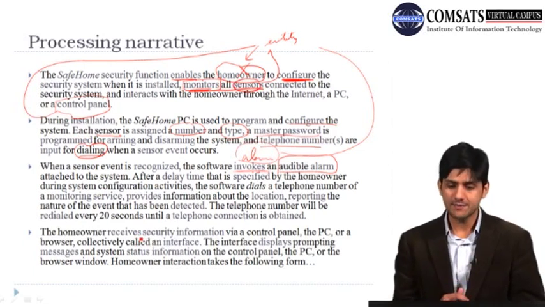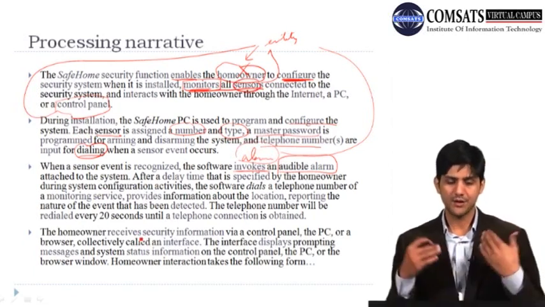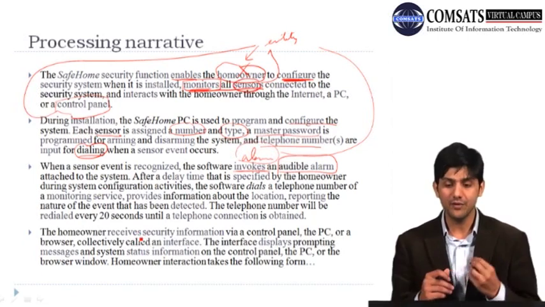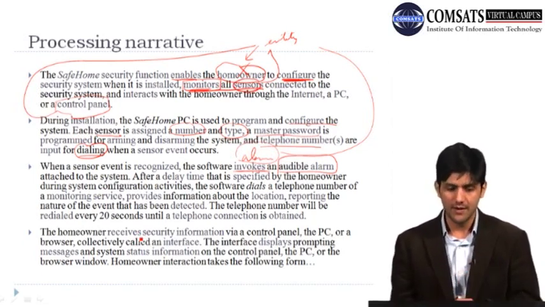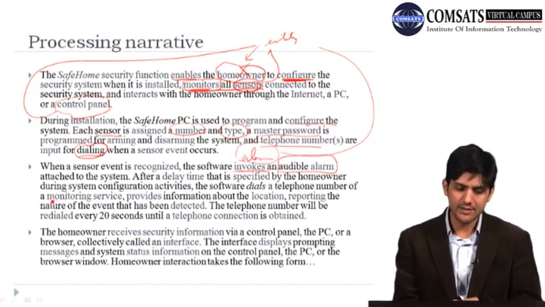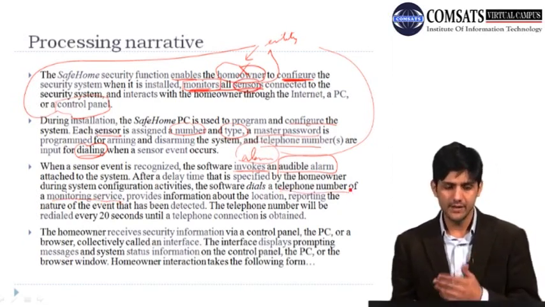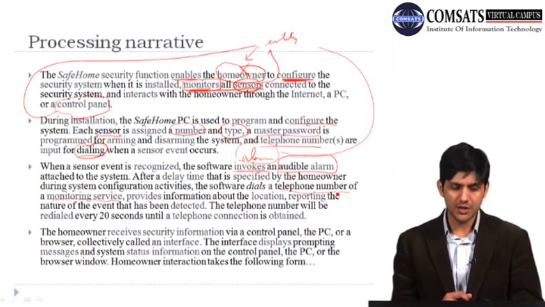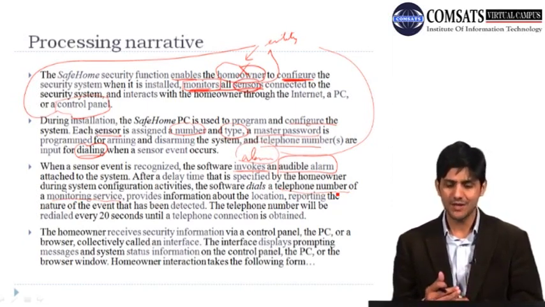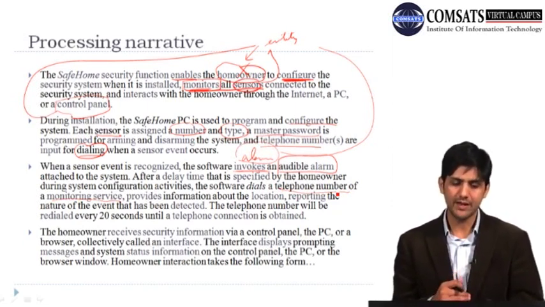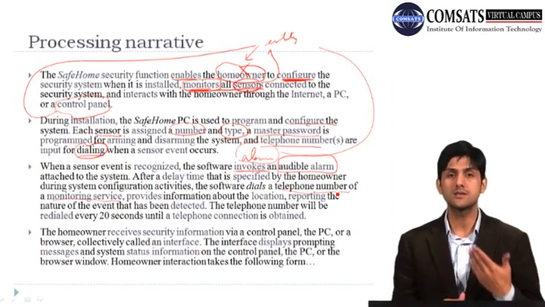After a delay time that is specified by the homeowner during system configuration activities, the software dials a telephone number of a monitoring service. So I know that there is a monitoring service to which my system is going to dial, and it provides information about the location, reporting the nature of the event that has been detected. The telephone number will be redialed every 20 seconds until a telephone connection is obtained.